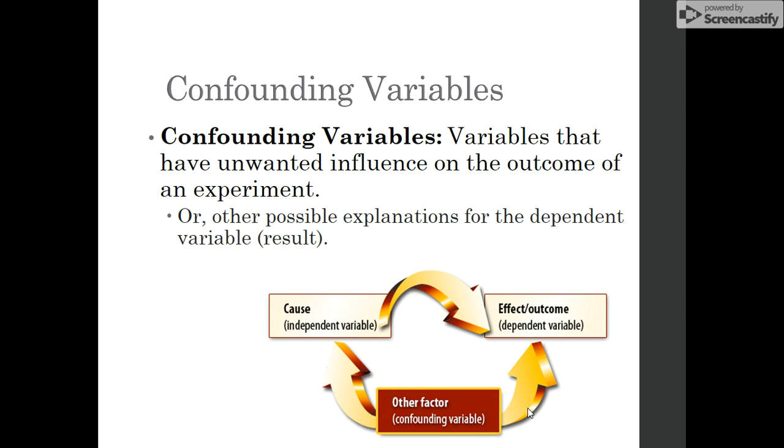The FRQs on the AP test in the past have given you experiments, and you have to figure out what the independent and dependent variables are. So it's really important to know this. A confounding variable is a variable that has an unwanted influence on the outcome of the experiment. Or, what's another possible explanation for the result that maybe wasn't caused by the independent variable. So it's some other outlying thing that could influence the results.